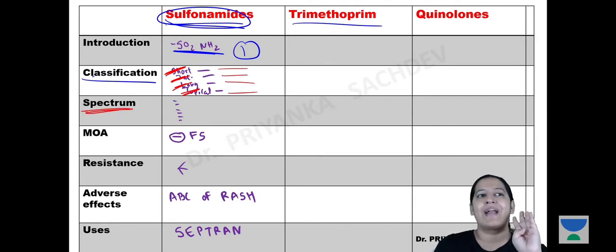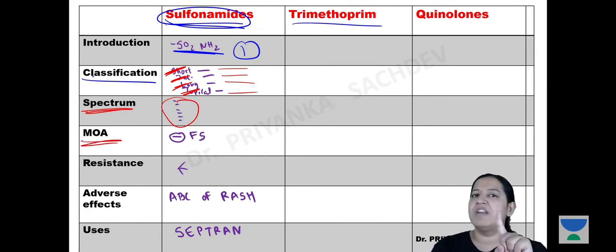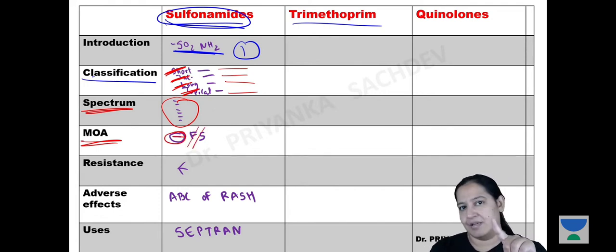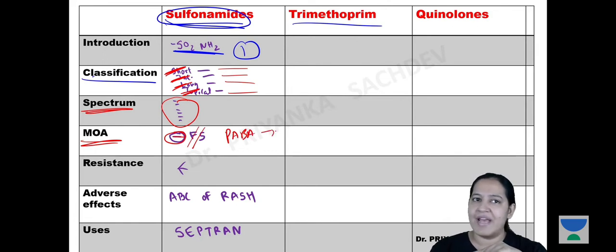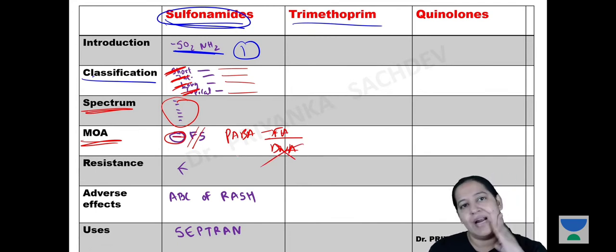Coming to spectrum. In the spectrum, learn the 4 bacteria for which it is highly active; you can skip the less sensitive ones. Mechanism of action in one word: it inhibits the enzyme. The name of the enzyme is folate synthetase. So PABA will not get converted into folic acid, and folic acid is not formed, so DNA will not form. In short, it inhibits DNA synthesis indirectly. So that is the mechanism of action.